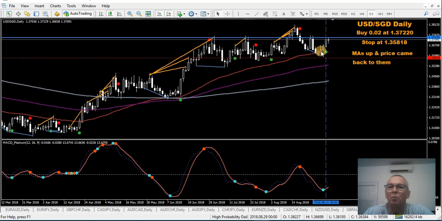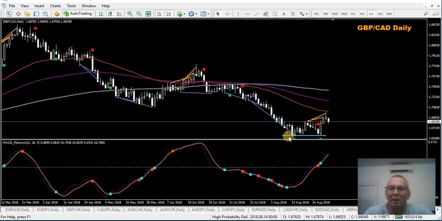USD Singapore dollar took a buy this morning. Price came back, MAs are up, price came back to the 50, bounced up, got the buy signal. I think this uptrend is petering out a bit, dying out a bit, so I'm not totally confident it's going to break these previous highs here, but if it gets up there, I'll start taking some action. But it's a good setup at the moment, it's a with-the-trend sort of trade.